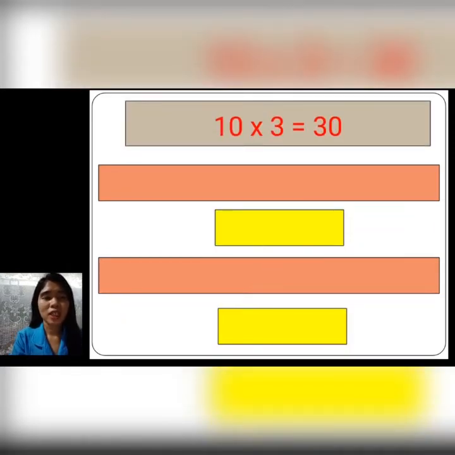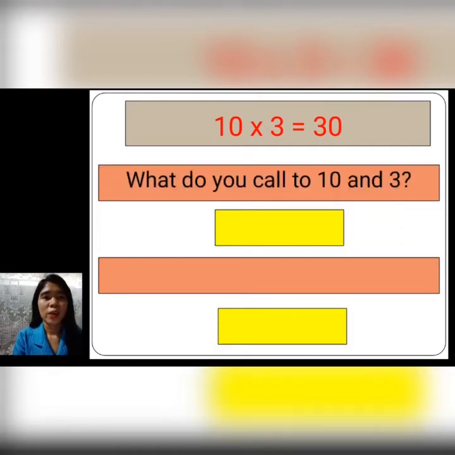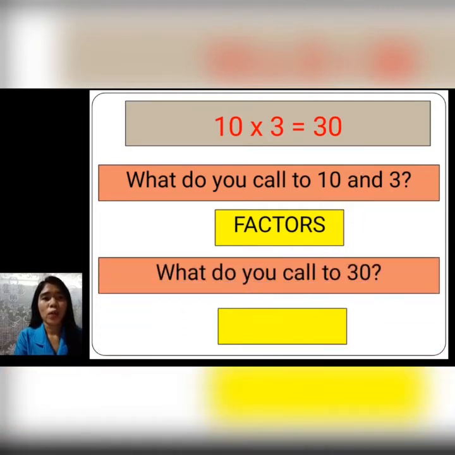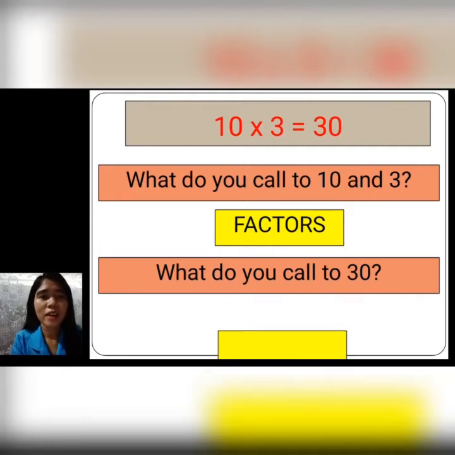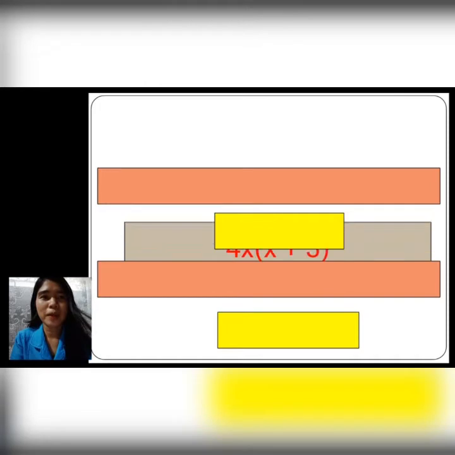To begin with, we have here an equation. 10 times 3 is equal to 30. So the question is, what do you call to 10 and 3? Okay, so we call 10 and 3 as the factors of 30. How about, what do you call to 30? Okay, very good. So we call 30 as the product of 10 and 3.